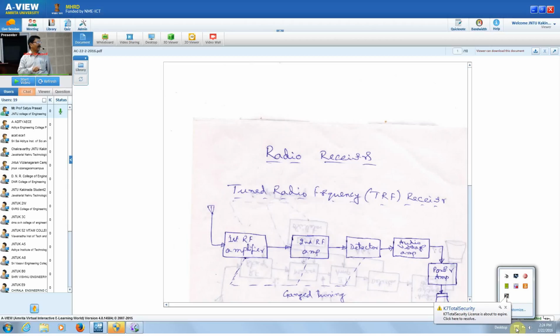But as I said, we are not presently using this. What are the limitations of this tuned radio frequency receiver, so that we can see these as the advantages that we have in our super heterodyne receiver.